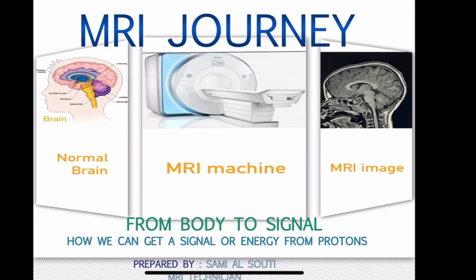Good morning, everybody. We start our presentation today about MRI. My subject is the MRI journey. Starting from a normal brain, we put the patient in an MRI machine, then we get an MRI image of detailed anatomy. From body to signal: how can we get a signal or energy from protons?